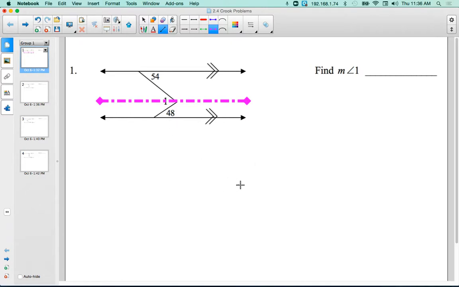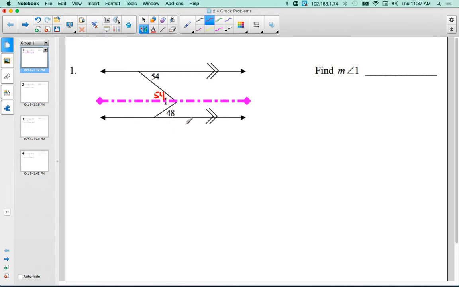Now we're going to use that third parallel line and some angle pairs to find the missing pieces of angle 1 and then add them together. I'm going to look at just the top and the middle parallel line, and I see I've got a 54-degree angle here. Well, I know that this angle here is an alternate interior angle with angle 54, meaning it's congruent. So we have two 54-degree angles, one here and one here. Well, I just found the top part of angle 1.